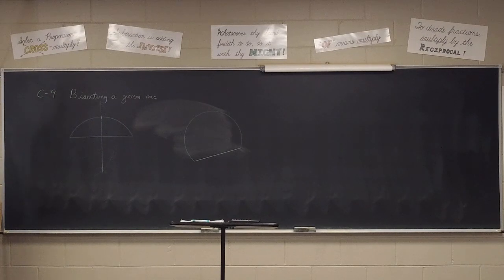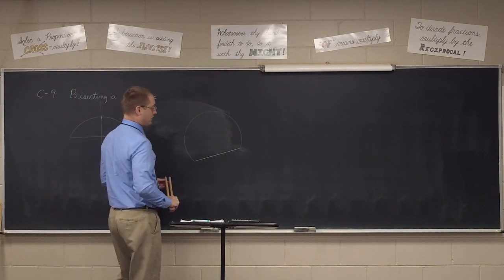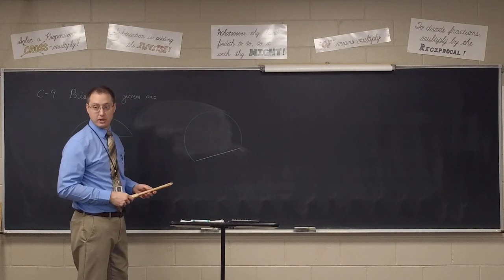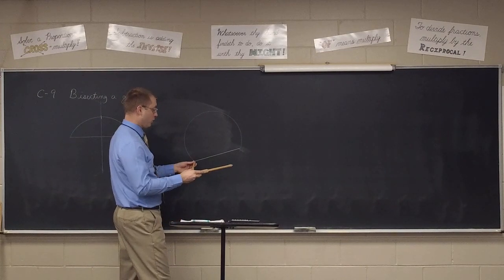All right, so once we've got our line, then we need to construct the perpendicular bisector. So as I mentioned a moment ago, we need to open the compass, put the point of the compass on one end of the chord.